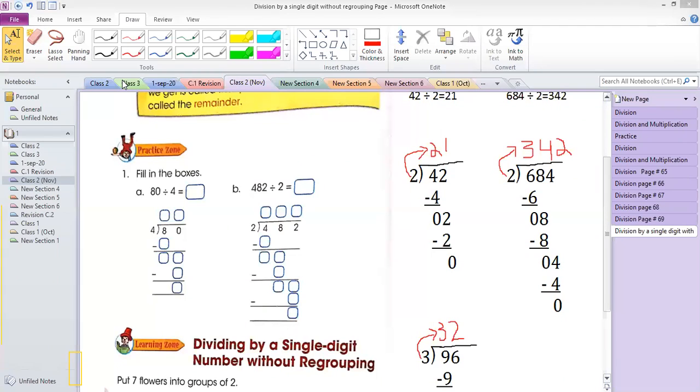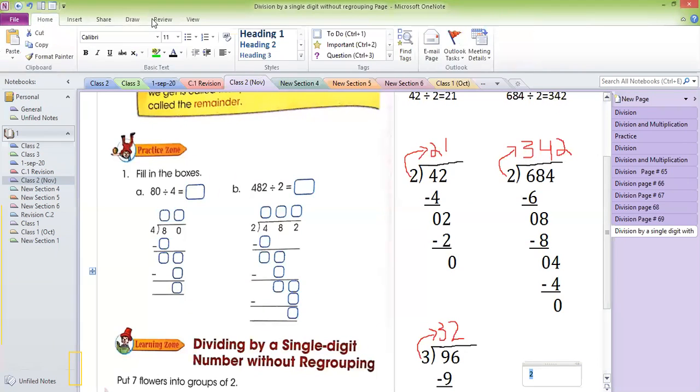Can you tell me, 4 multiplied by what number will give you 8? 4 multiplied by 2. Very good. So I will write here 2. 4 multiplied by 2 equals 8. Okay, guys, I check the table of 4, 4 multiplied by 2 equals 8.